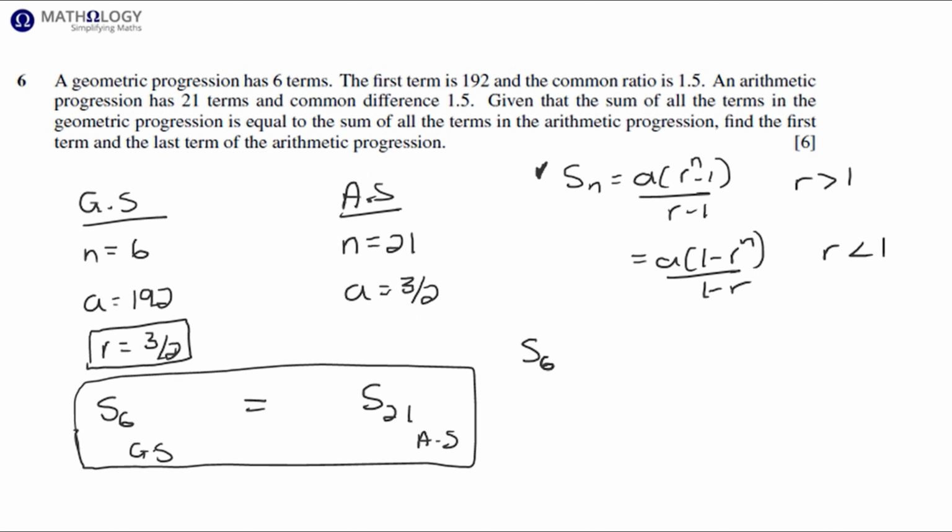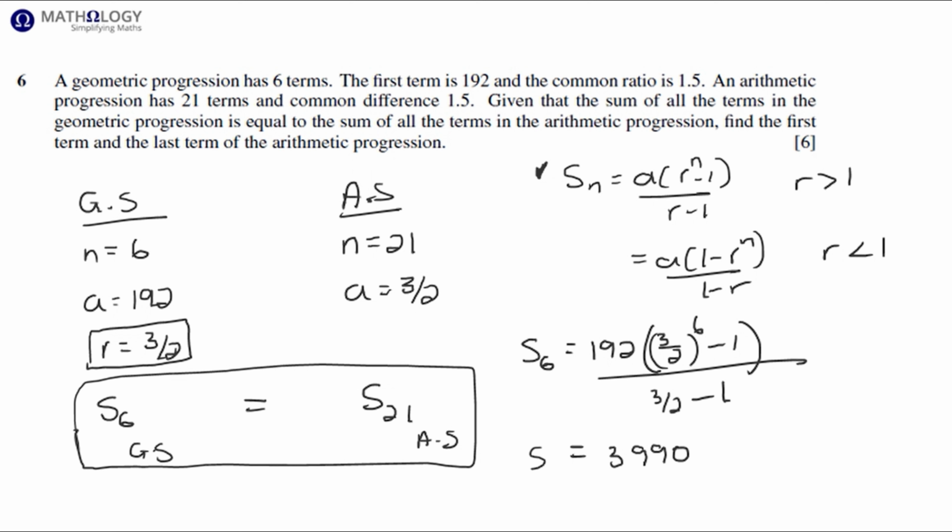So the sum to 6 terms for the geometric sequence will be a, 192, times r to the n, so it's going to be 3 over 2 to the power of 6 minus 1 divided by r minus 1, 3 over 2 minus 1, and that equals 3,990.